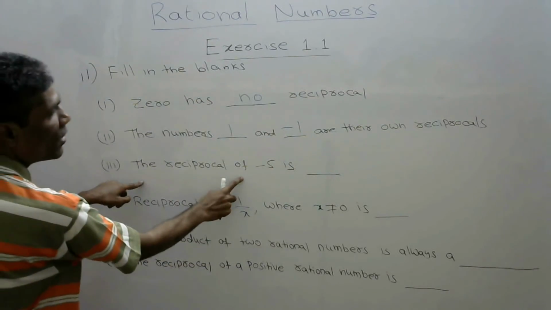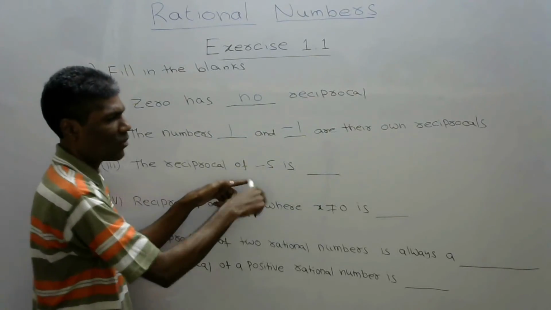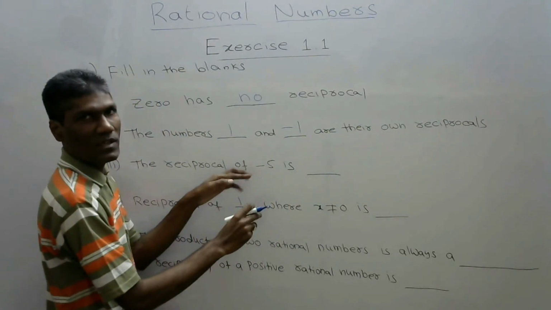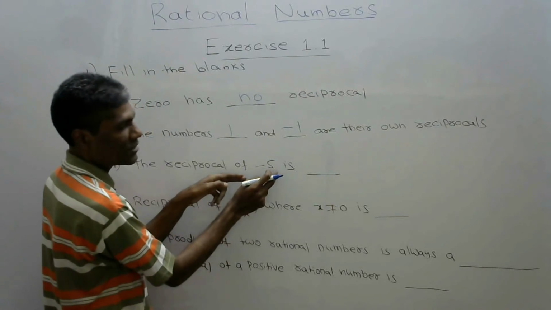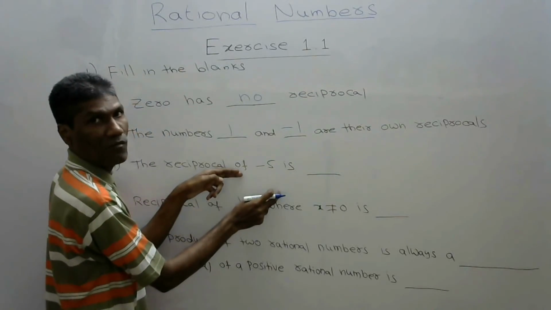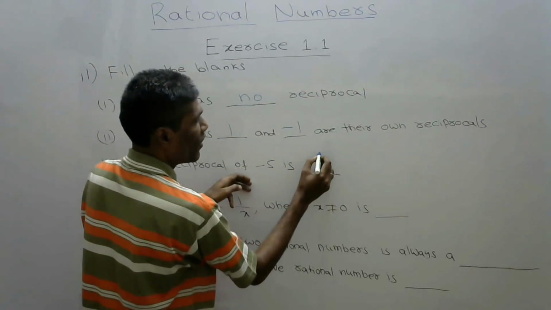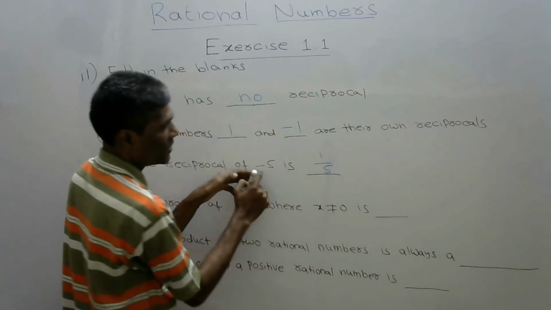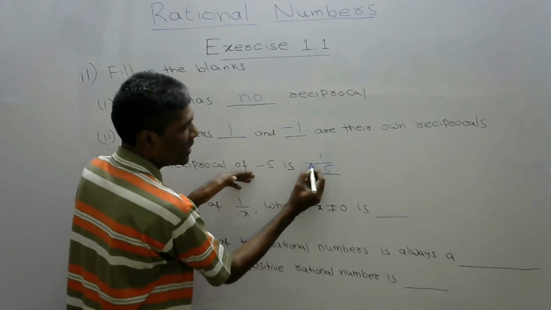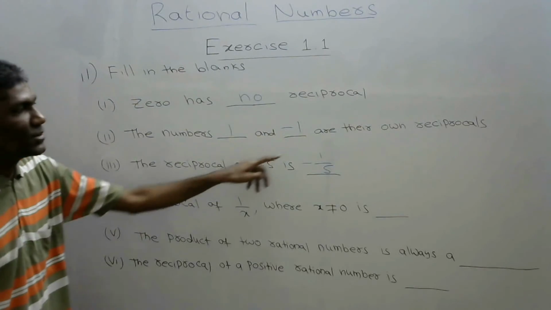The reciprocal of minus 5 is simple. What we will do is interchange numerator and denominator. This can be taken as minus 5 by 1. So 1 by 5, the symbol is minus, so we will keep the minus. That is minus 1 by 5.